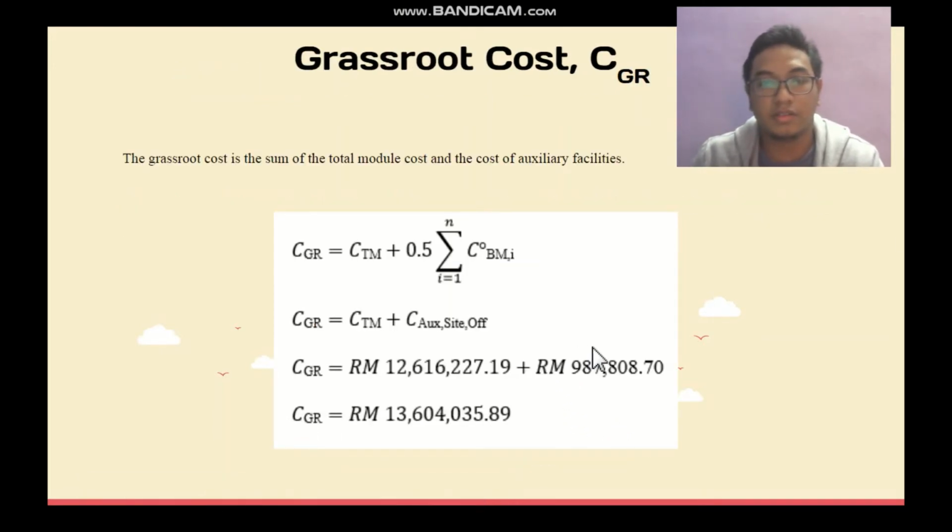Next, grassroots cost. The grassroots cost is the sum of the total module cost and the cost of auxiliary facility. The total grassroots cost is around 13 million ringgit Malaysia.